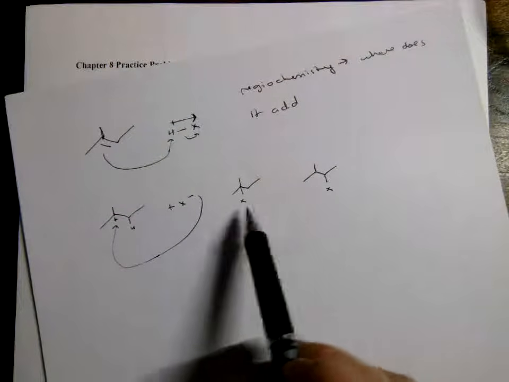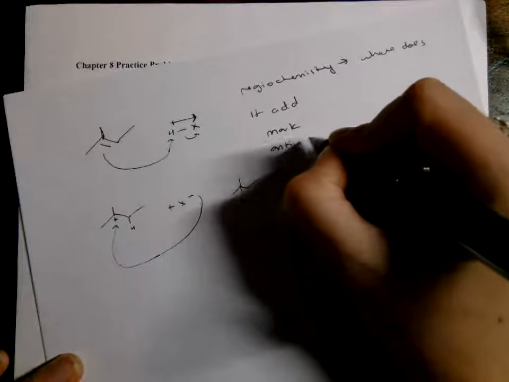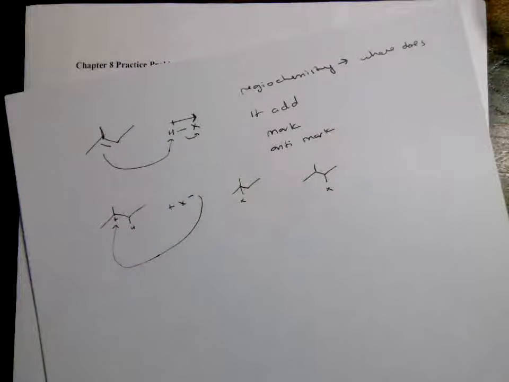So that's an overview of what we mean by Markovnikov or anti-Markovnikov. I usually just abbreviate it by saying Mark and anti-Mark because Markovnikov is a long word. And so that's about regiochemistry. You'll also need to pay attention to some stereochemistry and some stuff like that as we go through these reactions.